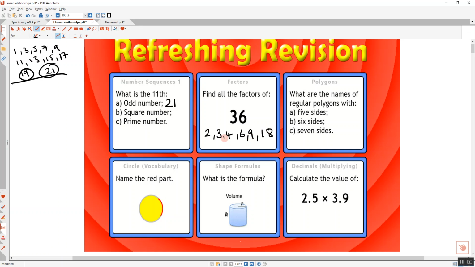Okay, so how can we check this? 2 times 18 is 36. 4 times 9 is 36. 6 times 6 is 36. What about 3? 3 times 12, so we also need to have 12. You're also missing another 2 factors: 1 and 36. Don't forget the easiest ones, 1 and 36, as well.